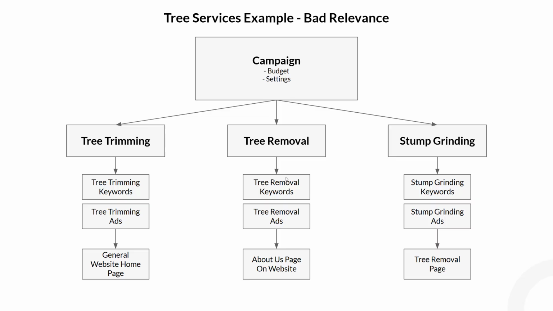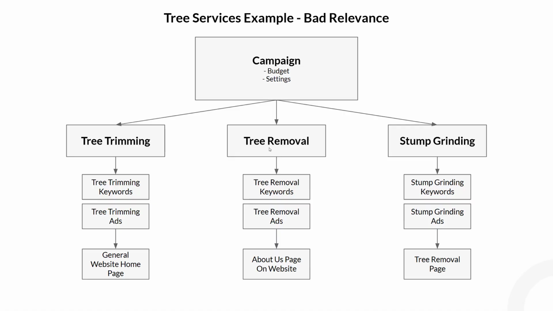And this is another quick example of bad relevance. So you could do everything else proper. Getting good traffic in Google Ads is pretty easy. You can have a tree trimming ad group, have your tree trimming keywords, your tree trimming ads. But if you just send those people directly to the homepage of a website where somebody then has to search around to see if you offer the service they're looking for and all this kind of stuff, it's just not as relevant. It's not going to convert as well.